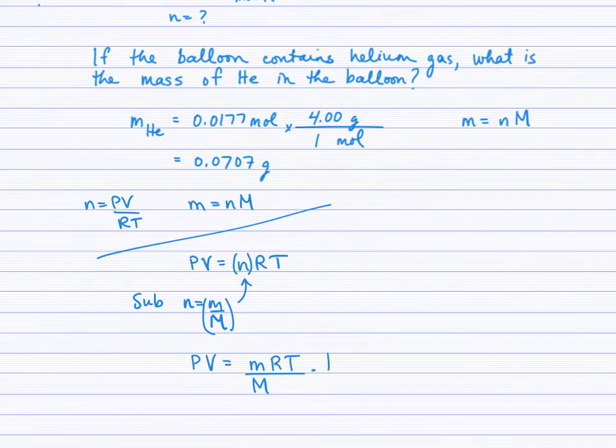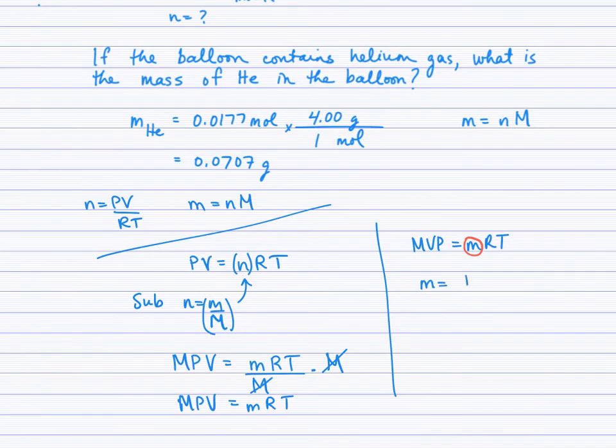And then when we multiply by capital M on both sides, we'll end up with MPV equals lowercase m RT. So I'm going to suggest to you that that would have been an even faster way to solve if we had this derivation of the ideal gas law in our head. We could have isolated for lowercase m here by saying MPV over RT.